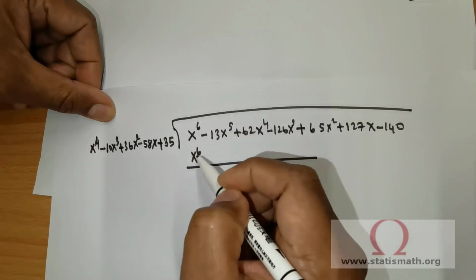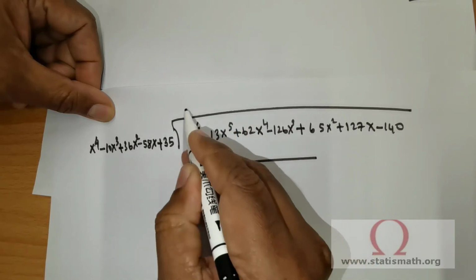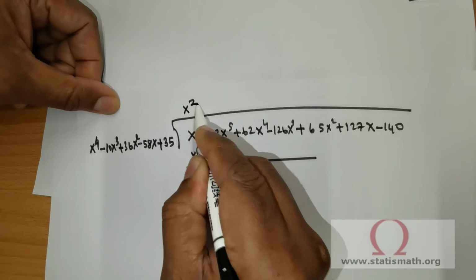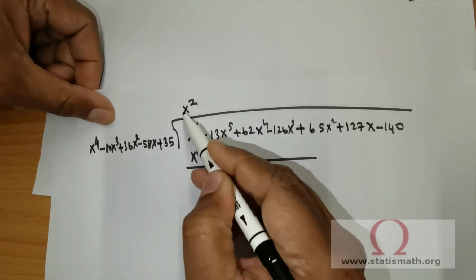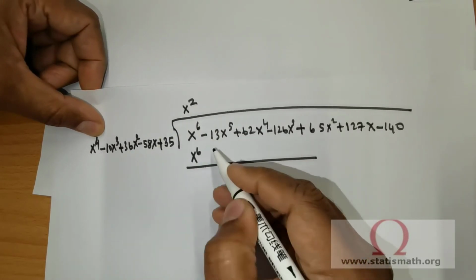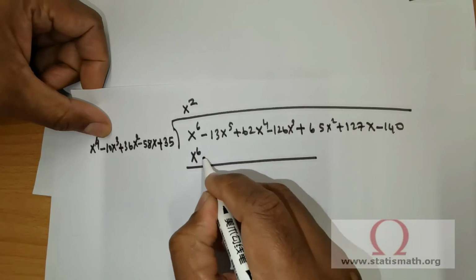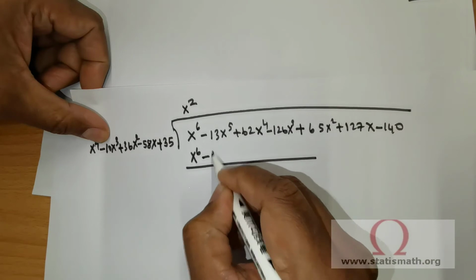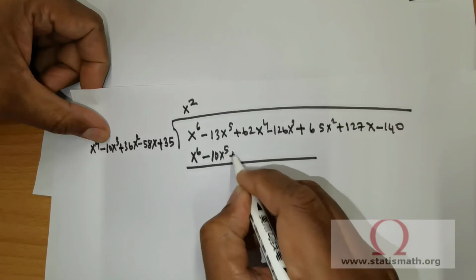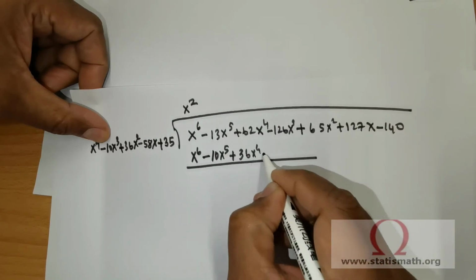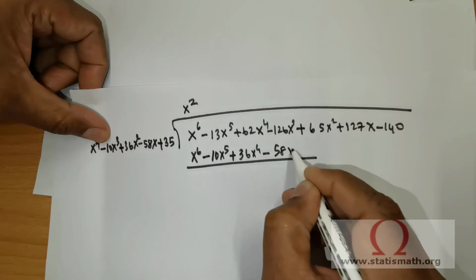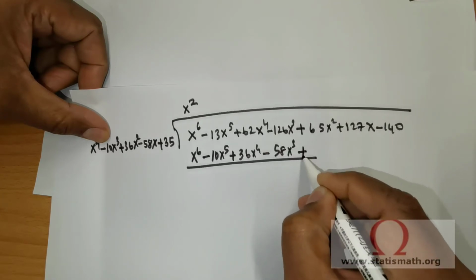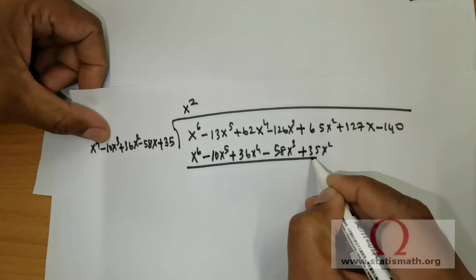So definitely I placed x to the power 6 there, and that could be achieved by having a quotient with x squared. X to the power 2 times x to the power 4 would give me x to the power 6 and followed by negative 10x to the power 5 positive 36x to the power 4 negative 58x cubed and positive 35x squared. This is what I've got.